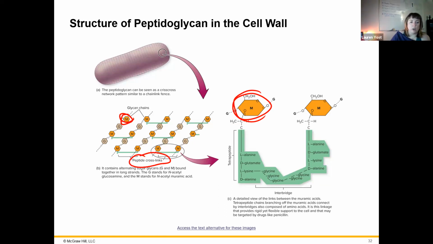And the sugars are going to be N-acetylglucosamine, which is NAG for short, and N-acetylmuramic acid, NAM. So they're alternating. That's why it says G and M. That's just the last letter of that. Okay. So G and M and G and M and G and M. And then we're linking across crosswise with some peptides. Peptides are just strings of amino acids. Don't freak out over that.